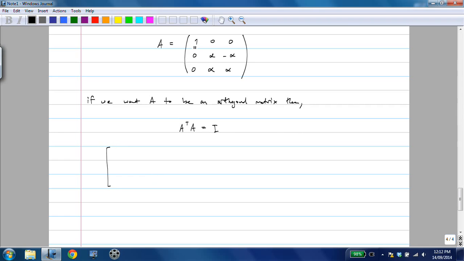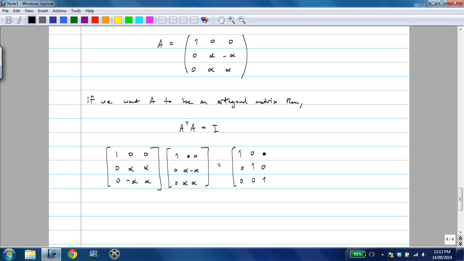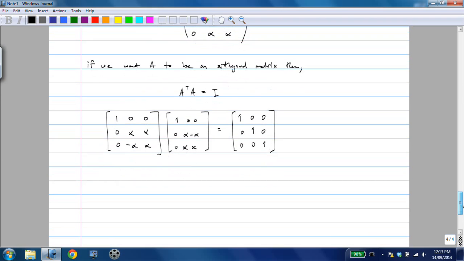the following matrix multiplication. So we'll get 1, 0, 0 written here. And then we'll have 0 alpha minus alpha and 0 alpha alpha multiplied by 1, 0, 0, 0 alpha negative alpha and 0 alpha alpha. And this must be equal to 1, 1, 1 down the diagonal and zeros everywhere else. So this is the 3x3 identity matrix.